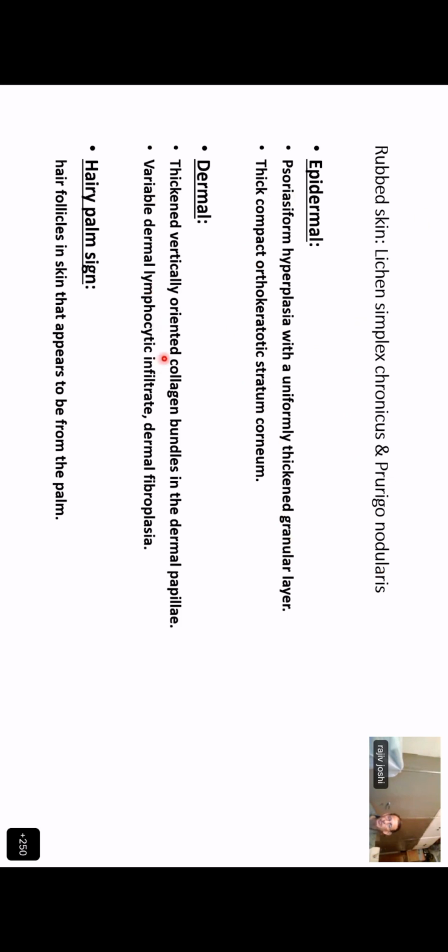In the dermis, you get thickened vertically oriented collagen bundles in the dermal papillae, which indicate the rubbing, variable dermal infiltrate, and dermal fibroplasia. And there is a hairy palm sign which has been described, that because of the thickened stratum corneum, it appears as if it is from the palm, but it is not from the palm, which can be made out by the fact that you have hair follicles. In the palm and toes, you have no hair follicles. So if you have skin which looks like that of the palm because of rubbing constantly and development of lichen simplex chronicus, finding of hair follicles suggests that this is lichen simplex chronicus.